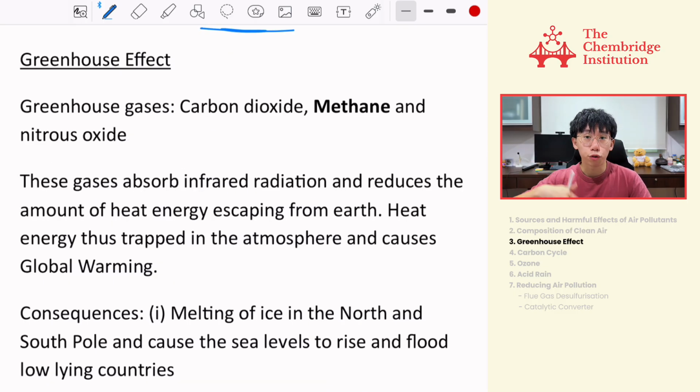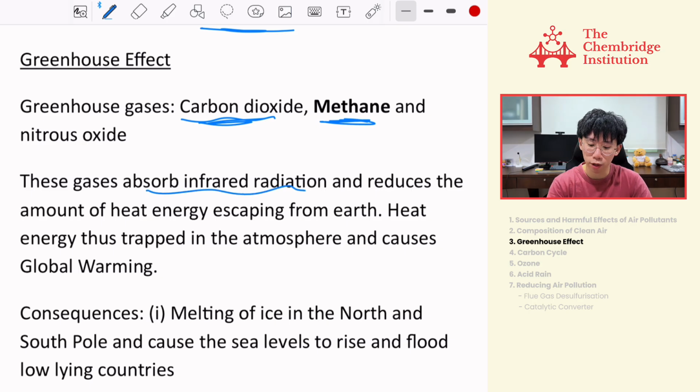Okay, then you have the greenhouse effect. You should be pretty well aware of the greenhouse effect by now, thanks to our education system. The greenhouse effect is contributed by the greenhouse gases, namely your carbon dioxide and your methane, and sometimes your nitrous oxide, but usually we focus on these two. So what do these gases do? These gases actually absorb the infrared radiation that comes from the sun and reduce the amount of heat energy escaping from the earth. In other words, these gases are kind of like reflecting back the infrared radiation.